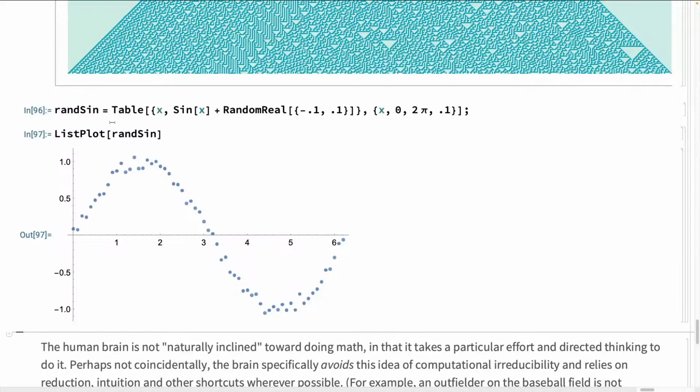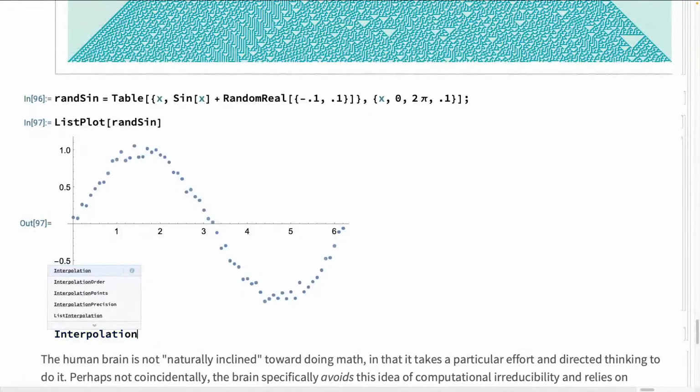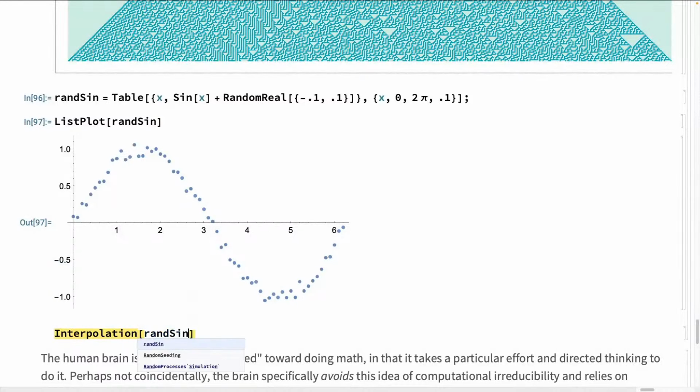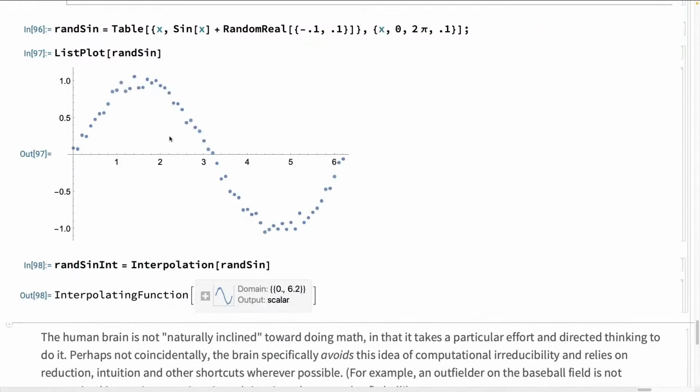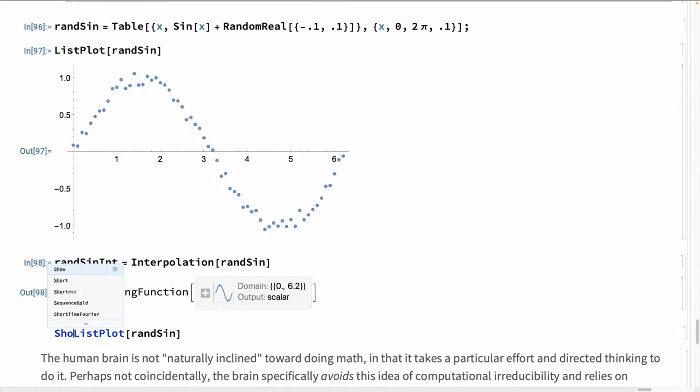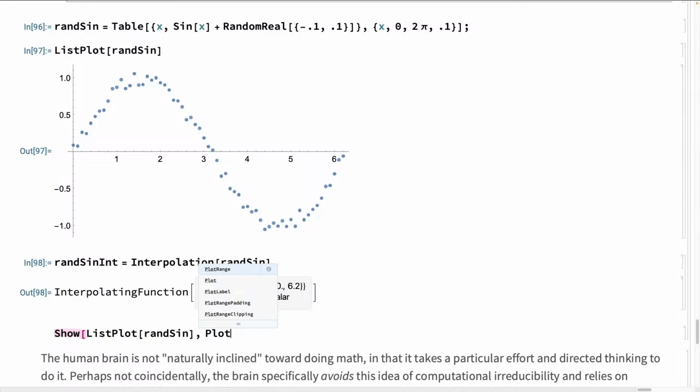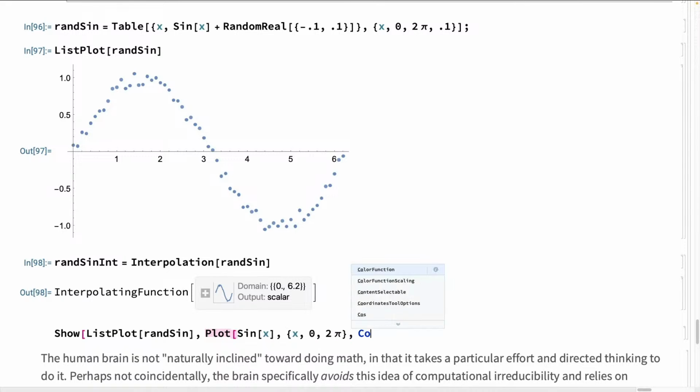But the issue is, what you don't want is to try and learn the shape of this thing, which should be, we can show our ListPlot, and then we can show a plot of sine of x as x goes from 0 to 2 pi.